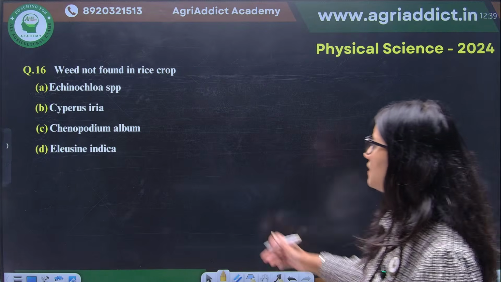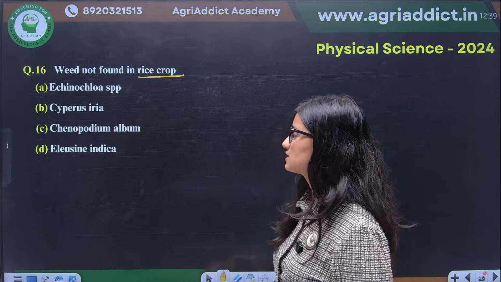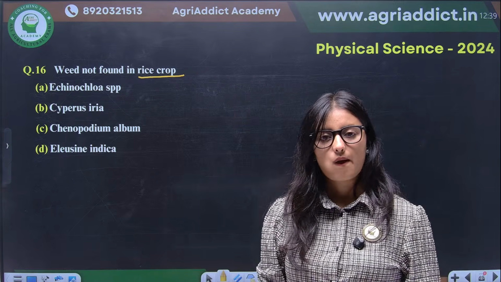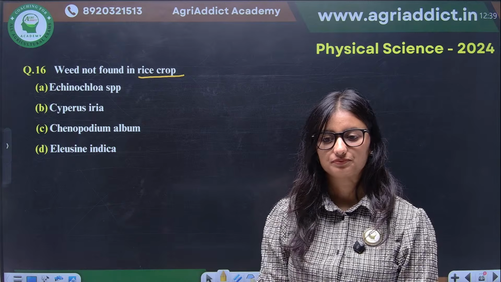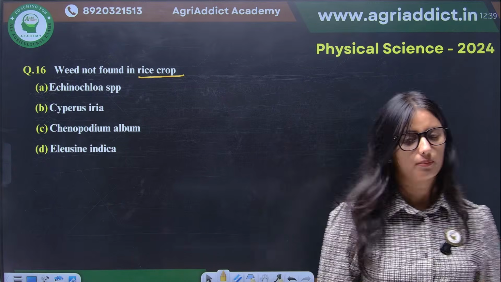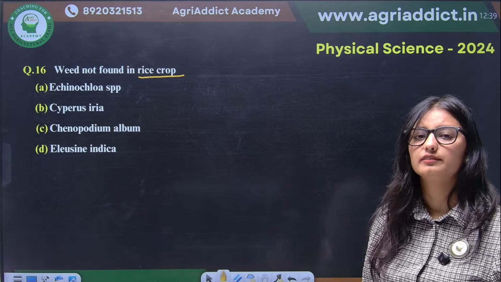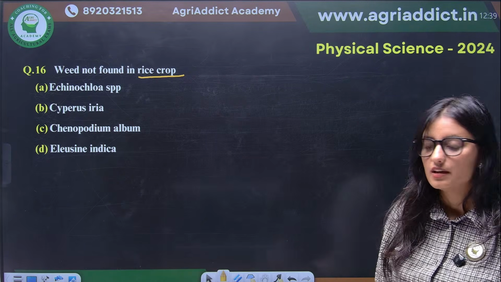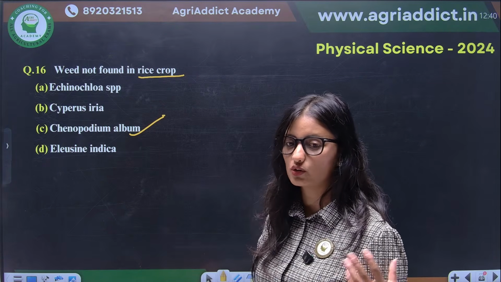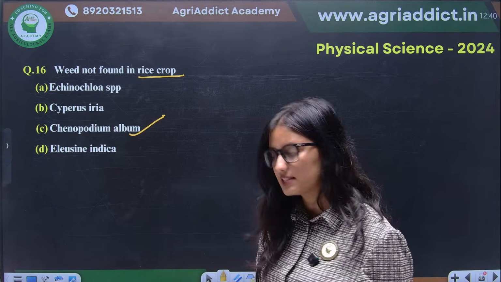Which of the following weed is not present in the rice crop? Which one? Anyone? Yes, very good. Chenopodium album. If Chenopodium is not a weed of rice, which crop's weed is it? Which crop? C is the correct answer.